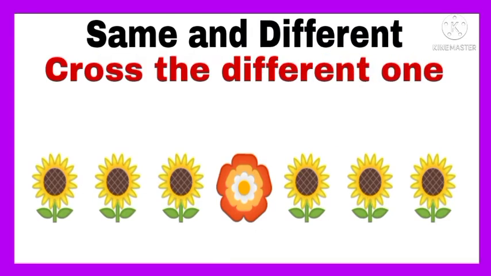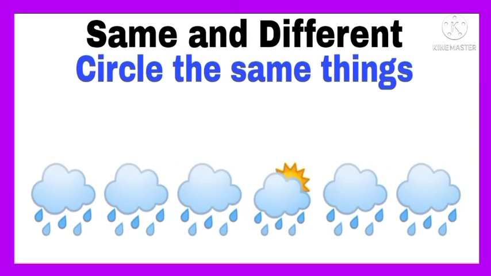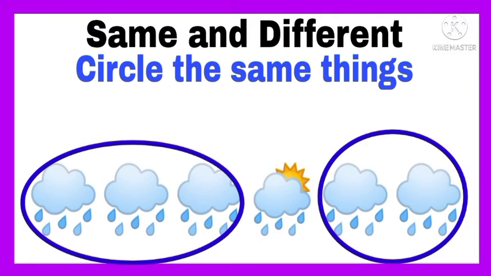Cross the flower that is different, that is not match with the other flowers. There are clouds and rain, so we have to circle the same things. One is different here and we have to circle the same thing.